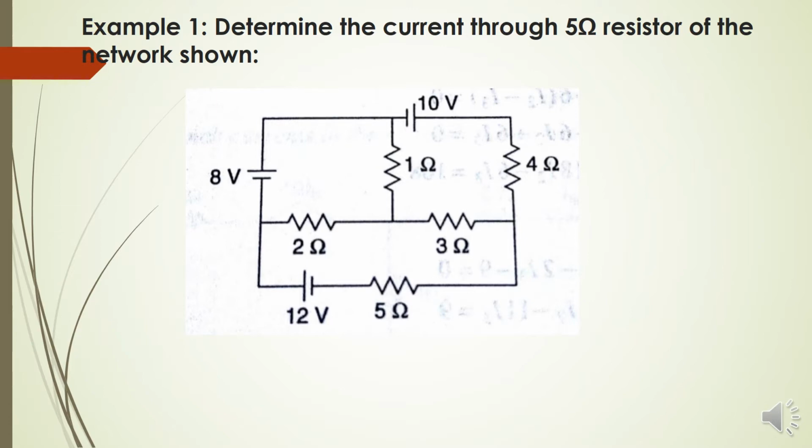So as per the steps, first of all we have to identify the meshes, then we will assign the mesh currents, then we will assign the polarity to the voltage sources, then we will write the KVL equation for each mesh and solve those equations simultaneously to get the appropriate result.